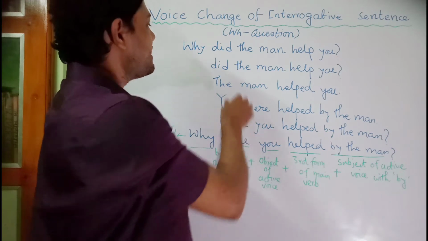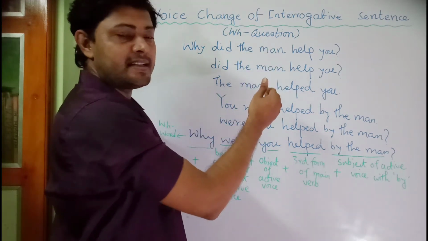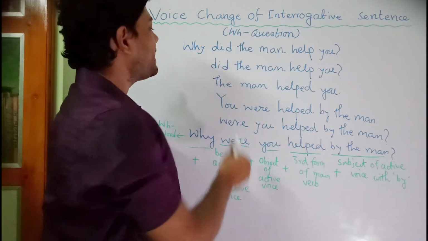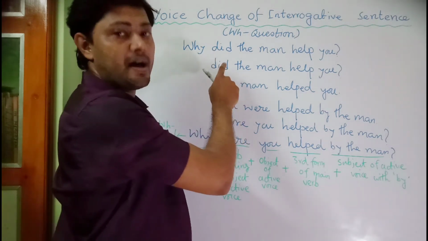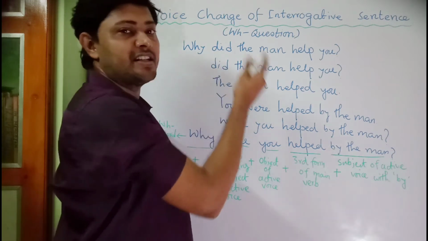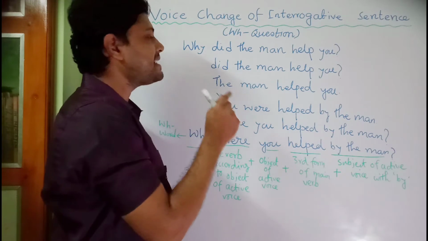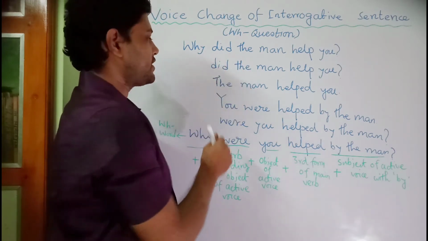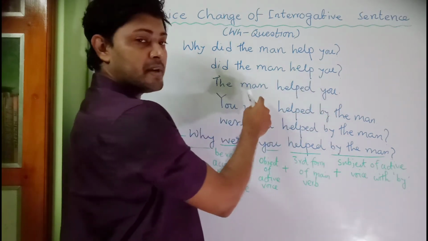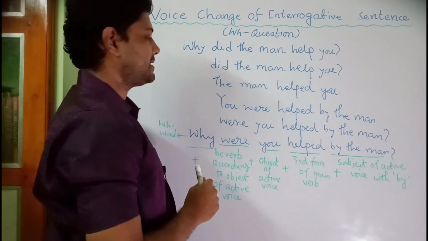What is the process? First we have to make this interrogative sentence, this yes/no question, into an assertive sentence. And what is the rule here? Here we have to omit the do verb. The do verb here is in the past tense and that means it is past indefinite. Whenever we find do or did, that means that tense is indefinite, present or past. So the sentence has become the man helped you. As it is past indefinite, the verb is in the past tense.